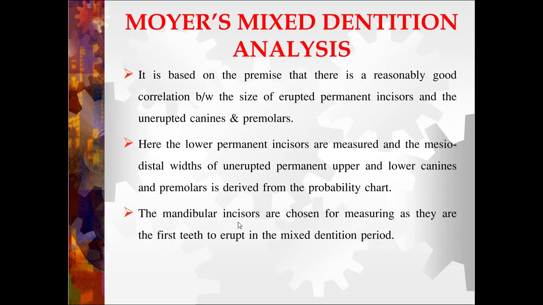Coming to Moyer's mixed dentition analysis, this analysis is based on the probability chart. It is based on the premise that there is a reasonably good correlation between the size of erupted permanent incisors and unerupted canines and premolars. Here the lower permanent incisors are measured and the mesodistal widths of unerupted permanent upper and lower canines and premolars is derived from the probability chart. The mandibular incisors are chosen for measuring as they are the first teeth to erupt in the mixed dentition period.